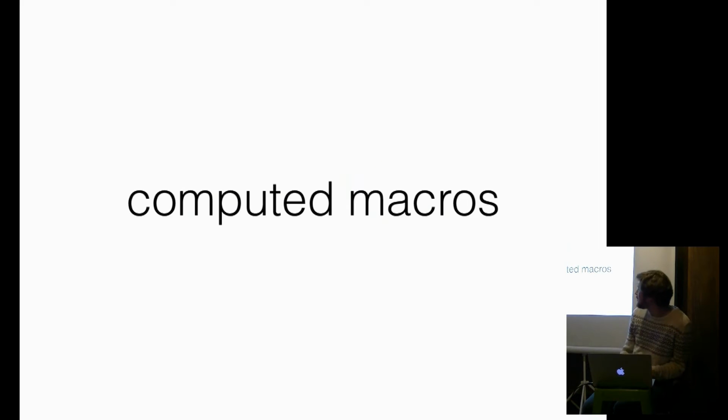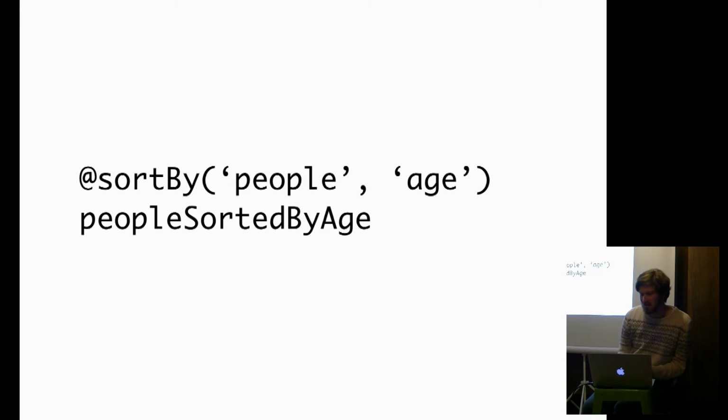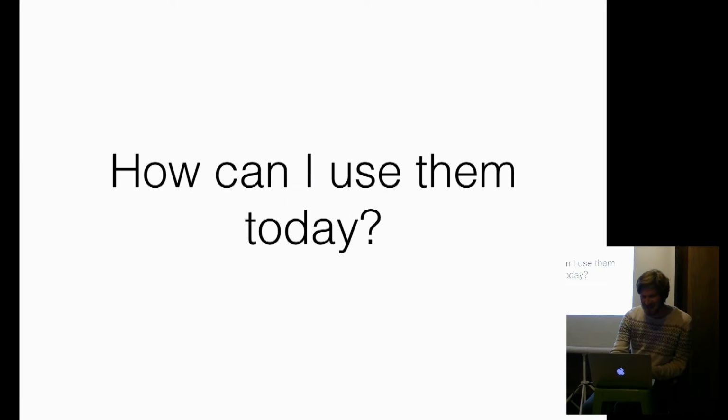You can also do it with the macro functions of Ember, like alias. So this is the property name now, and that's the alias. The Ember.computed alias can now look like this. You can also do it with sortBy, and it looks really neat. And maxBy, so yeah, looks good. So how can you use them now?